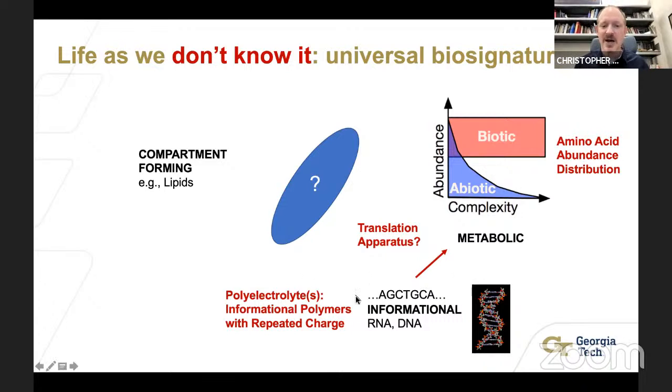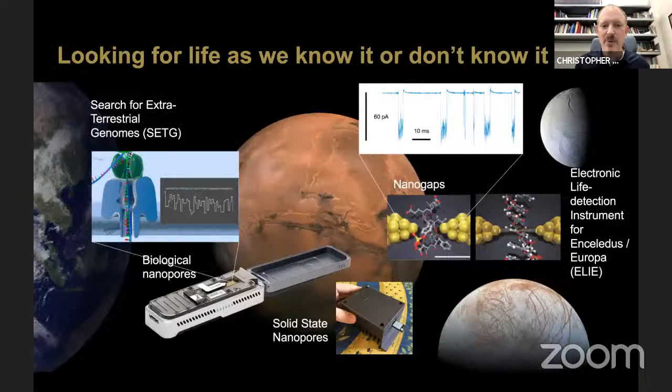Now, the existence of informational polymers invokes the idea of coding. That means there might be a translation apparatus, something that translates the informational molecules into the metabolic ones, and we're going to talk about that as well. I won't focus on the compartment-forming apparatus today, like lipid molecules, but that's another area where we could probably come up with some universal biosignatures, for example, biology adding chunks to molecules, like a certain number of carbon atoms.